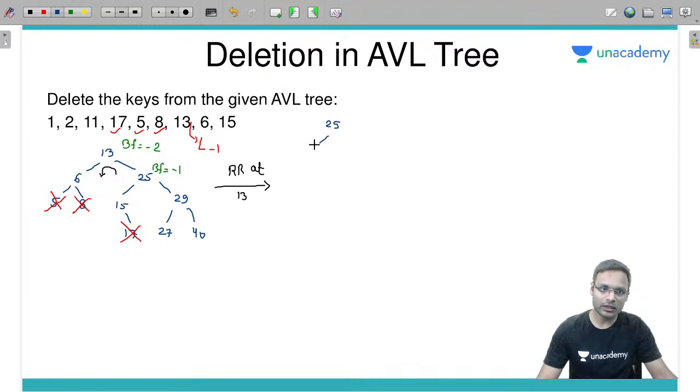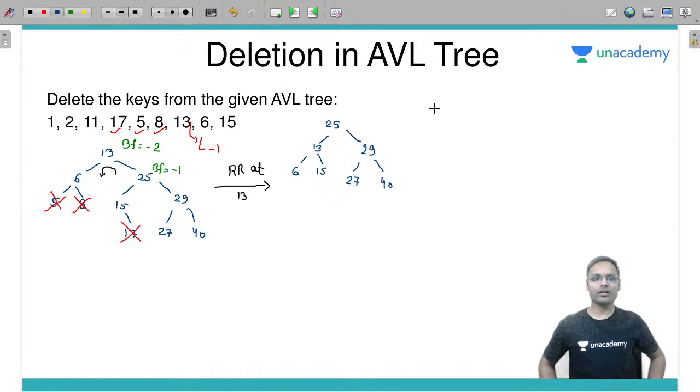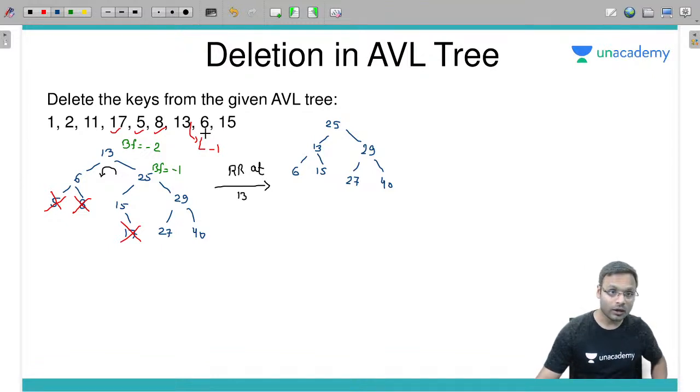25 will be on the root, left side 13, its left is 6, right side of 25 will be as it is. All greater keys will be in the right only. 25's left will become 13's right, 15 here. This is the tree. Oh, I have deleted what? I have deleted 8 only. After deletion of 8, L minus 1 case.